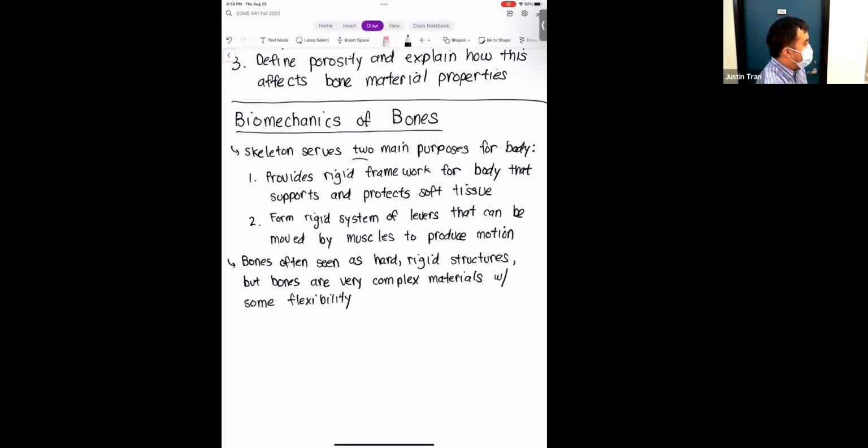I think one of the most fascinating things about bones is that it's not a homogeneous material. Actually, what you'll see is that different bones in your body can have very, very different properties from each other as well.